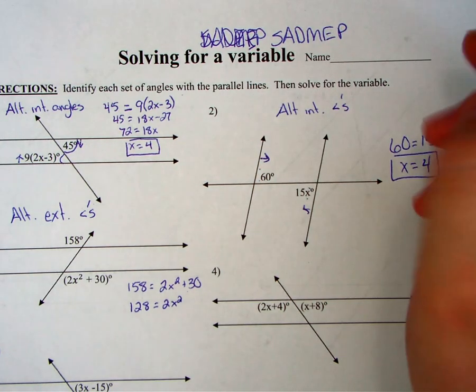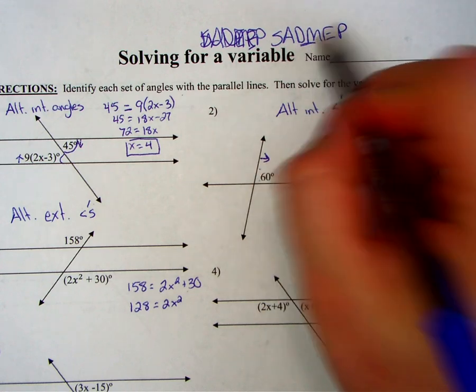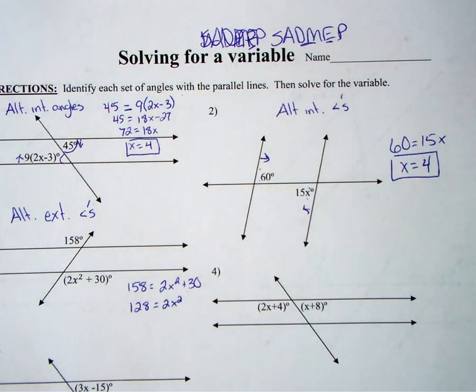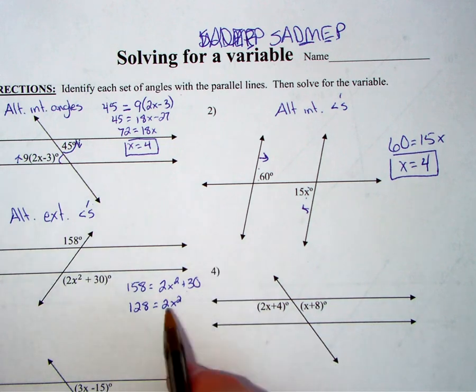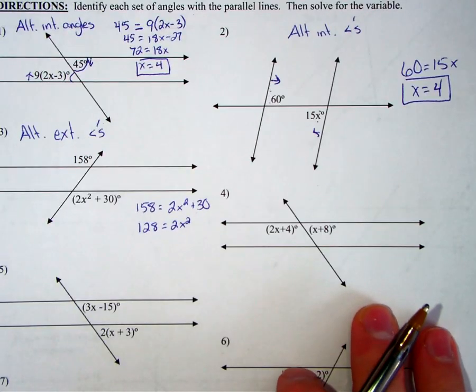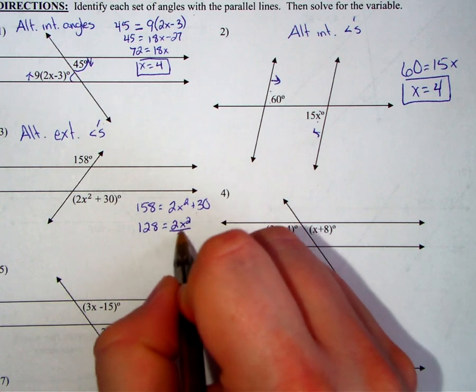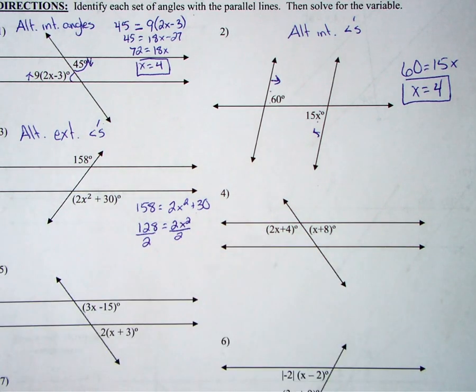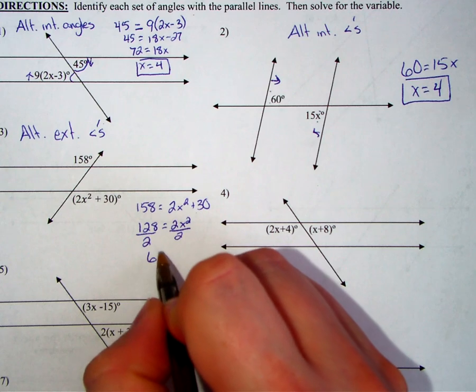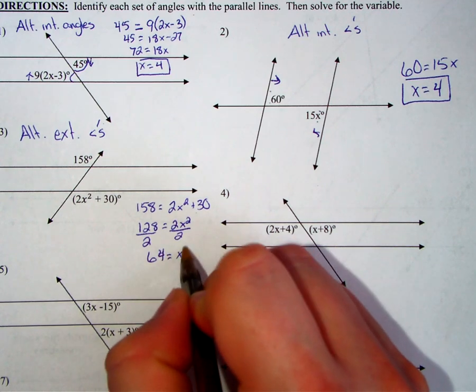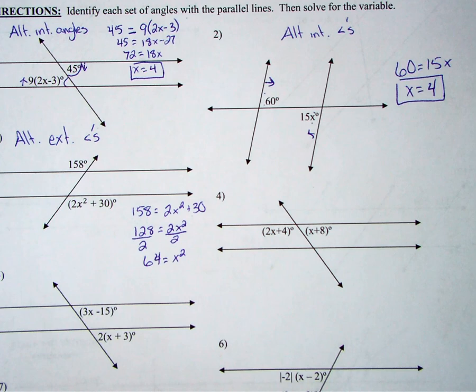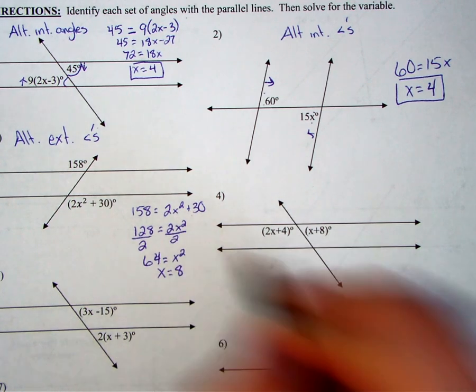And so when we're dealing with SADMEP, we have subtraction, addition, division, multiplication. Definitely comes before an exponent, so we're going to undo the multiplication. The inverse operation of multiplying is dividing, so I'm going to divide by 2. So 64 is equal to x squared. Well, x squared is equivalent to x times x. So what two numbers that are the same value multiply together to give us 64? Well, that would be 8.